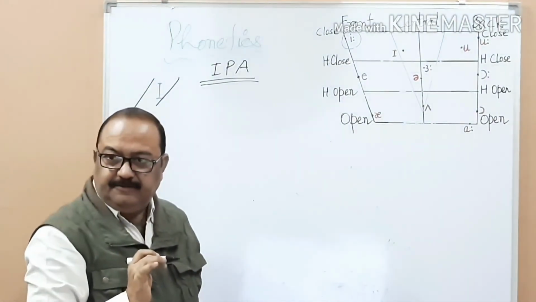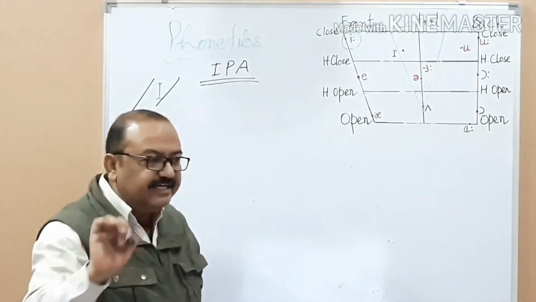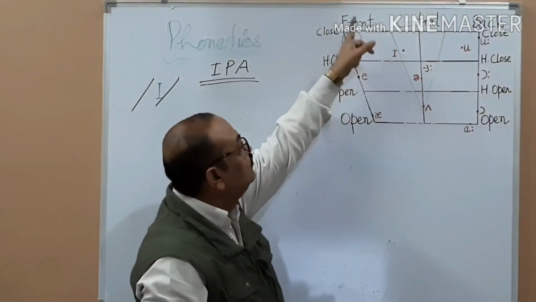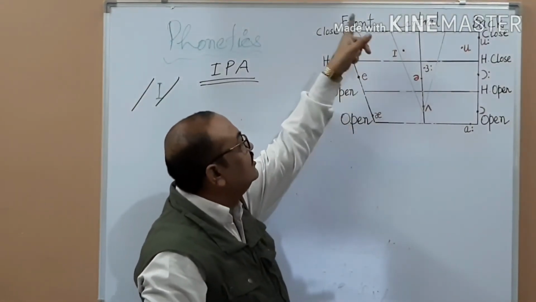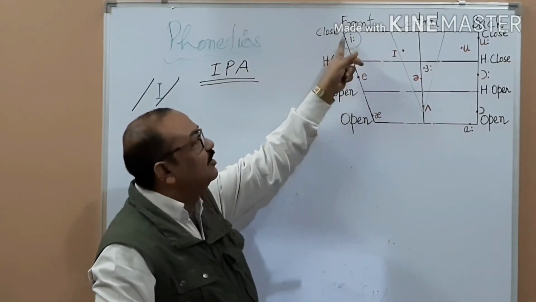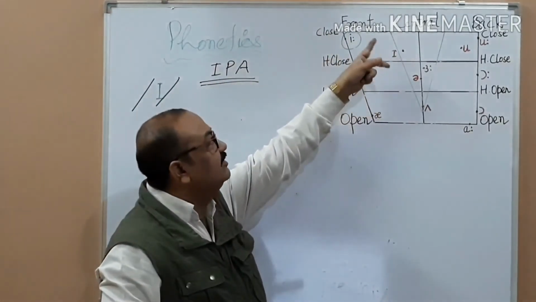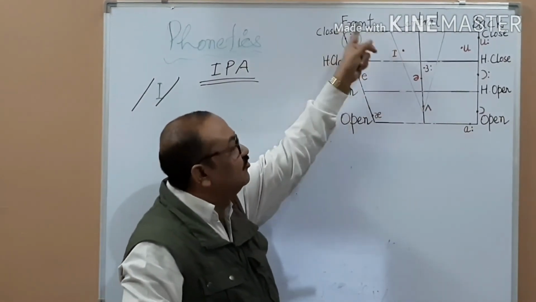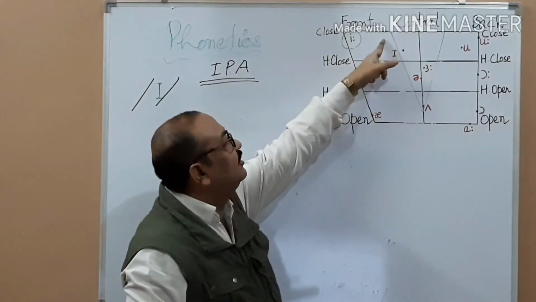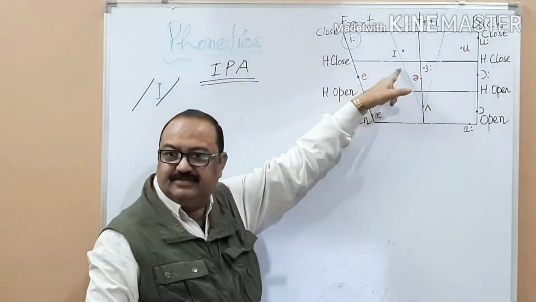Is it okay? Yes. You just take it down somewhere. Do not forget it. I said that this is a centralized, front, unrounded vowel between close and half close position. Okay.